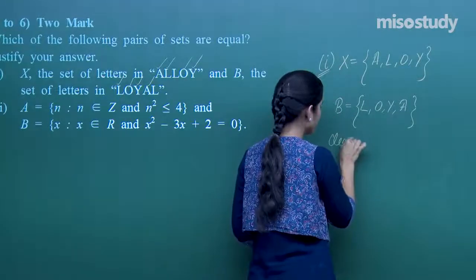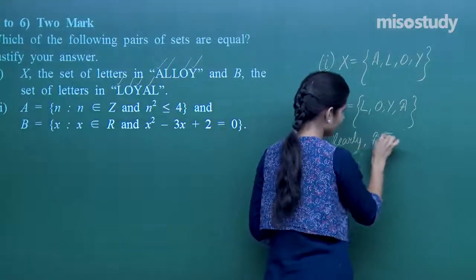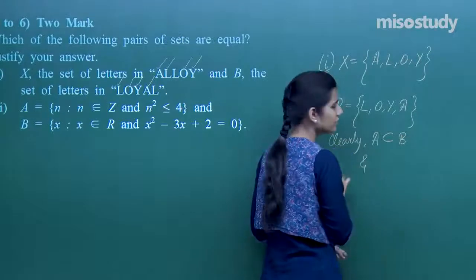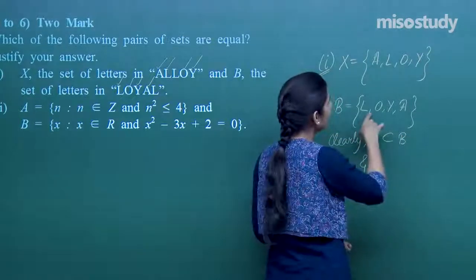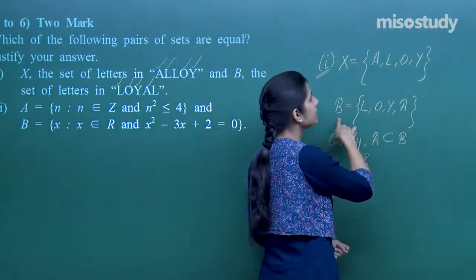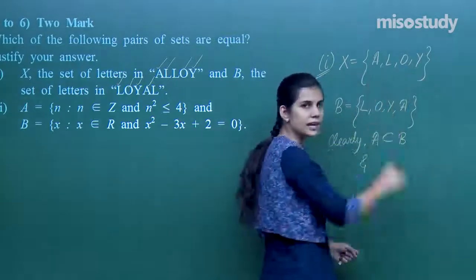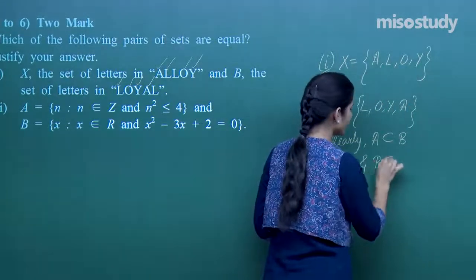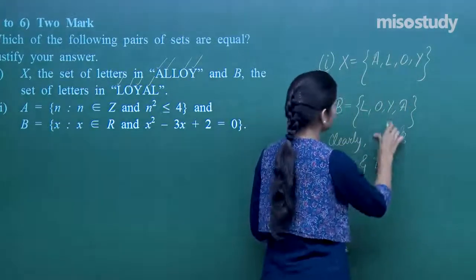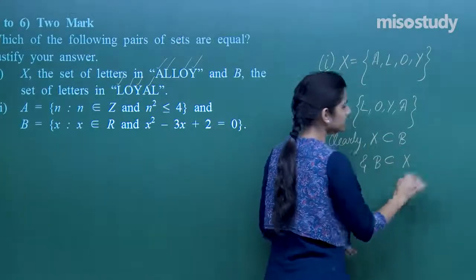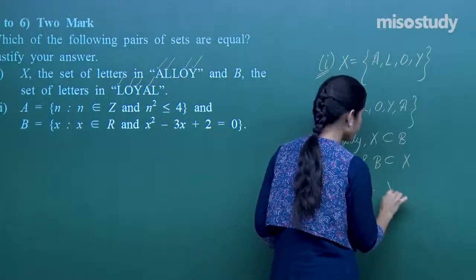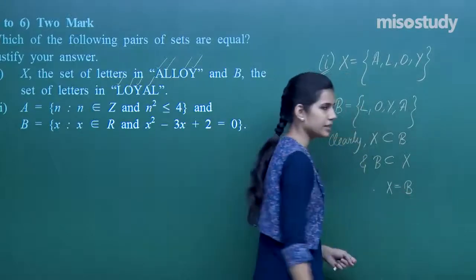Clearly, A is contained in B and L, O, Y, A as elements in B are in X. So B is also contained in, I should write X is contained in B and B is contained in X. Therefore, X is equal to B.